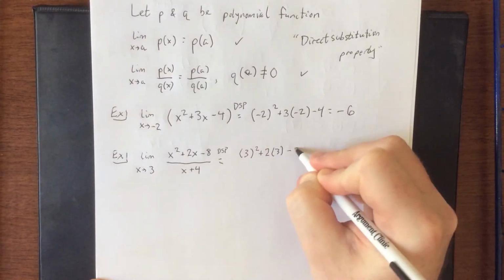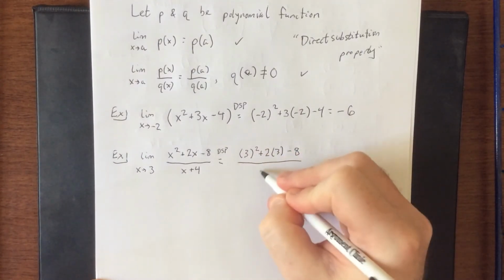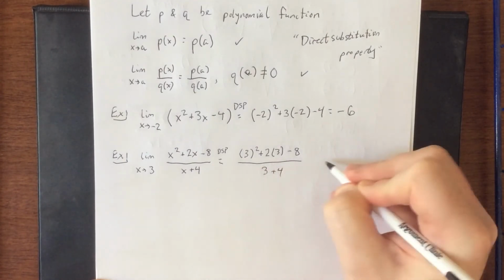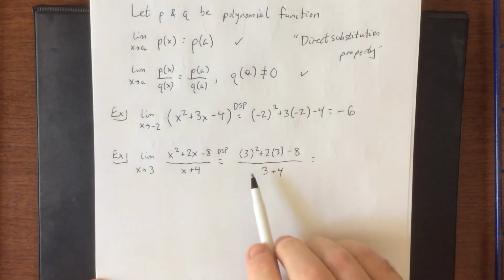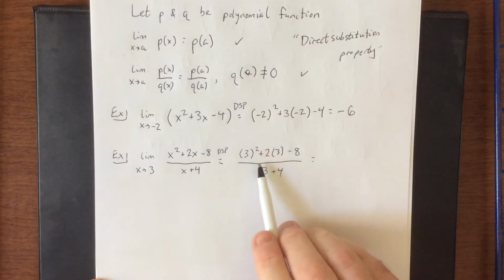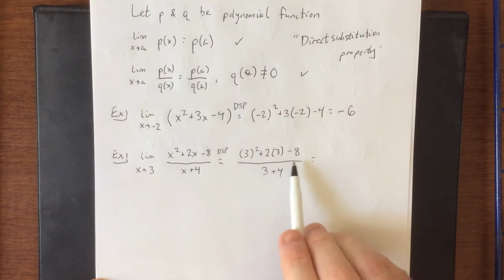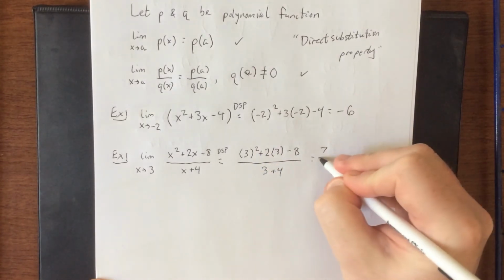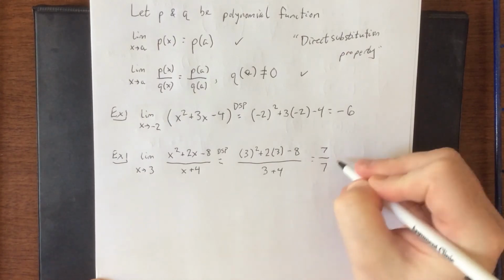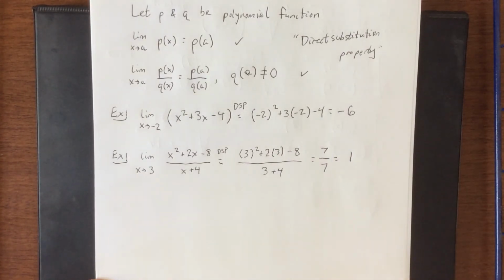So we plug in x equals 3 wherever it's relevant. In the numerator, I am seeing 9 plus 6, that's 15, minus 8, that's 7, divided by 3 plus 4, that's 7 as well. So we get 1. If it works, great. If not, we'll try something else.